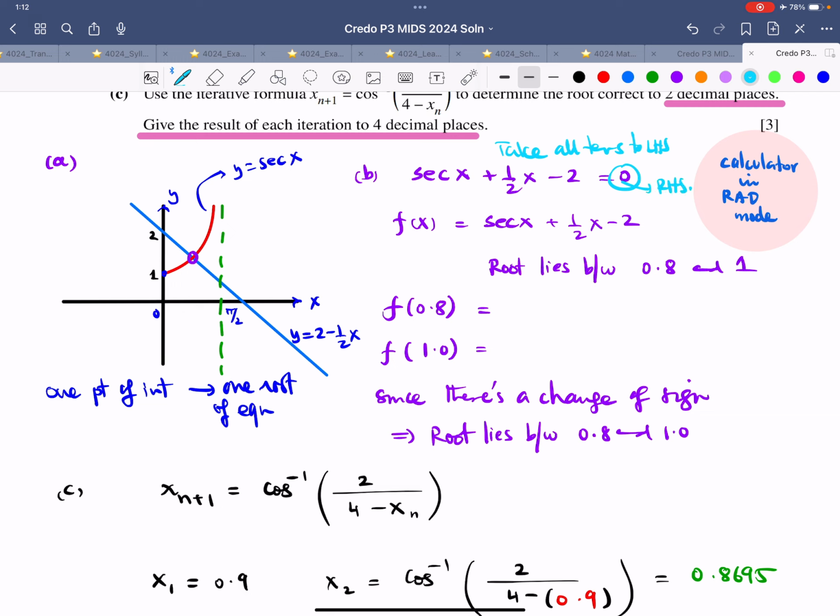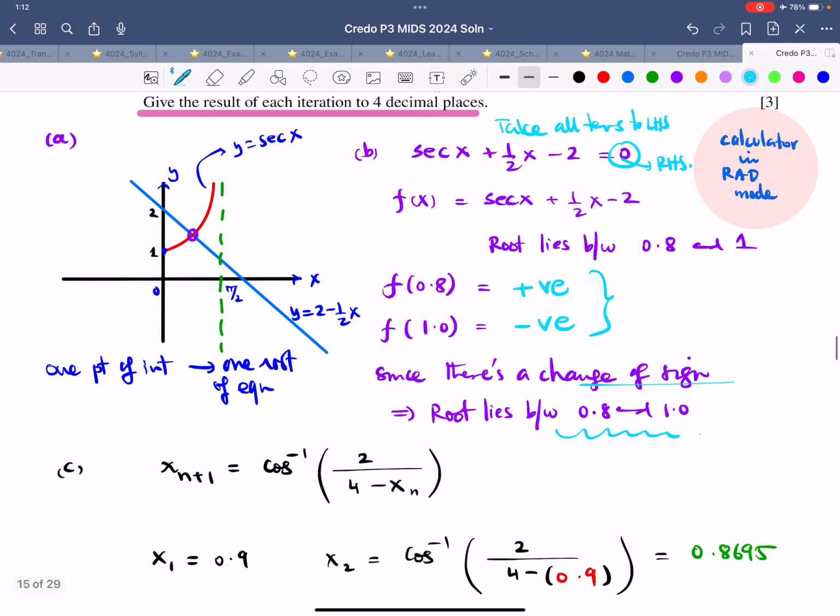So now what we do is that we plug in the value f of 0.8. So f of 0.8, when we plug in, it is coming out to be positive. We don't need the value, we just need the sign. And f of 1.0 is coming out to be negative. Since there is a change of sign, therefore root lies between 0.8 and 1.